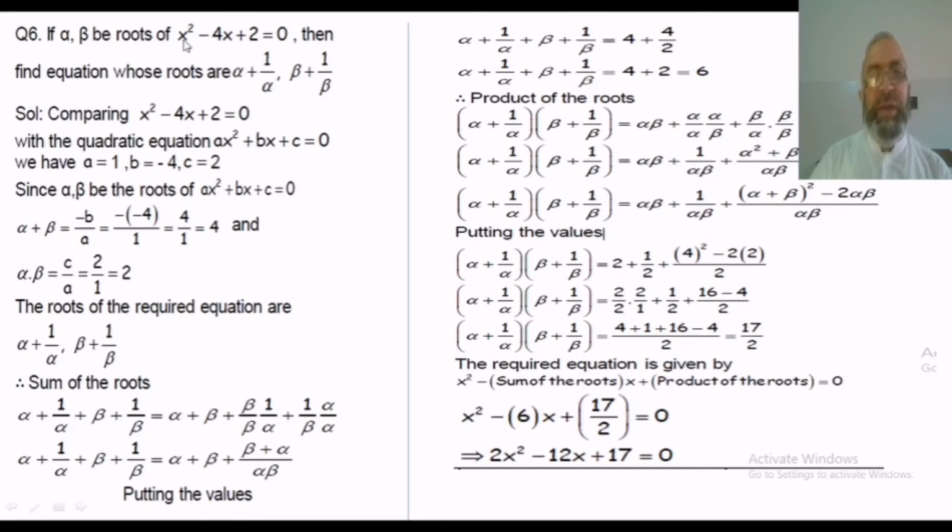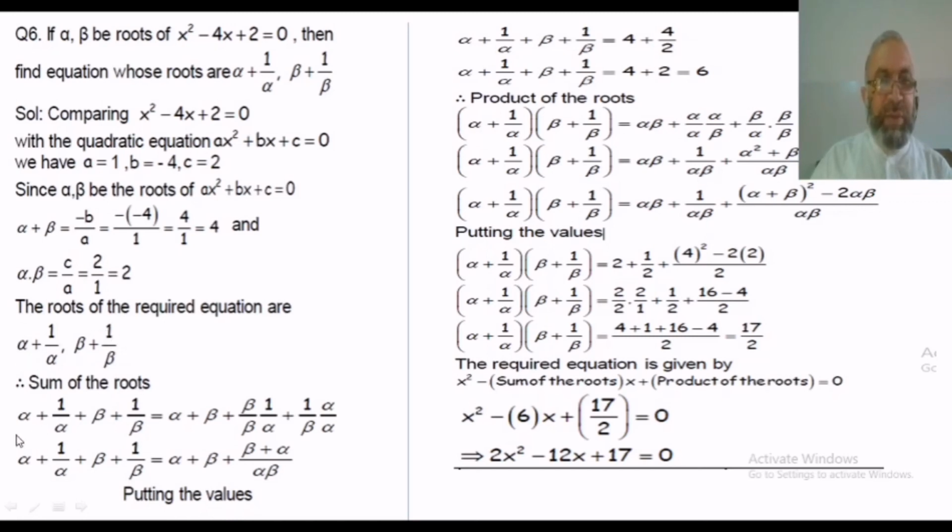So first of all, comparing the given equation with the standard form of the quadratic equation to find the values of a, b and c. Thus the sum of the roots is minus b by a. Putting the values, the sum of the roots we have is 4, and the product of the roots is 2. The roots of the required equation are, now new roots are alpha plus 1 over alpha, beta plus 1 over beta. These are the two new roots.